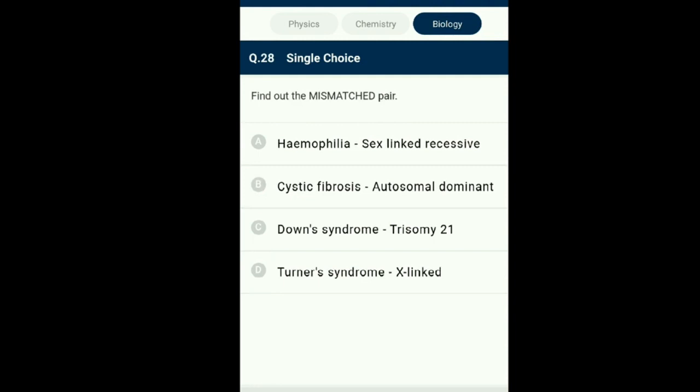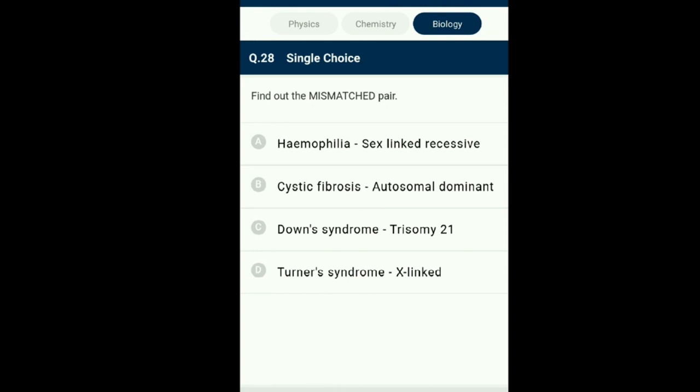Question number 28. Find out the mismatched pair. A chromosomal disorder occurs when there is an addition or deletion of a chromosome in the individual. Trisomy of the 21st chromosome causes Down syndrome. Turner syndrome is a type of chromosomal disorder occurring due to the loss of one X chromosome, resulting in the genotype 44 plus X, or 44 plus X0. Such females are characterized by stunted height and webbed neck. They are sterile as ovaries are rudimentary, and they lack secondary sexual characters.